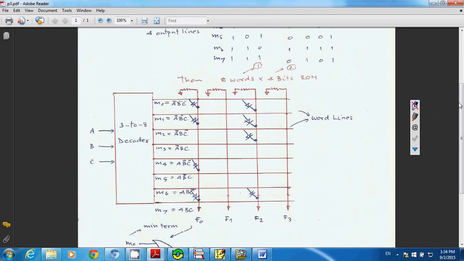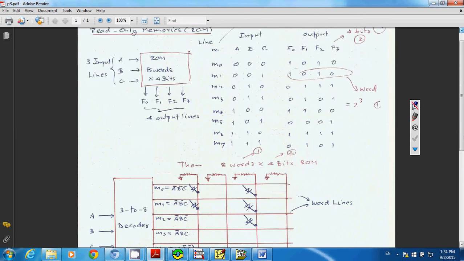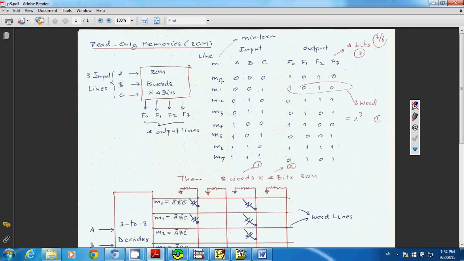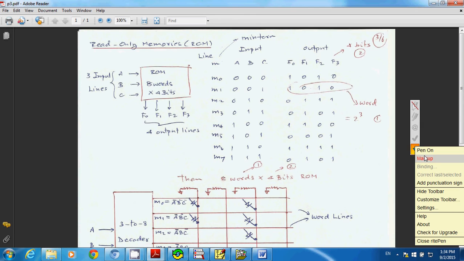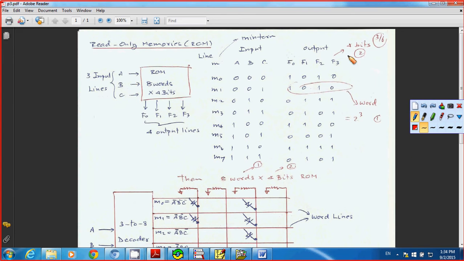Now let's get started. If I want my output to be like this, for example M0, right? I want my F0, F1, F2, F3 to be 1010, and then for M5, I want my output to be 0001. What you have to do is take a look at, let's start with F0 here. As you can see, you look from the top to the bottom here.